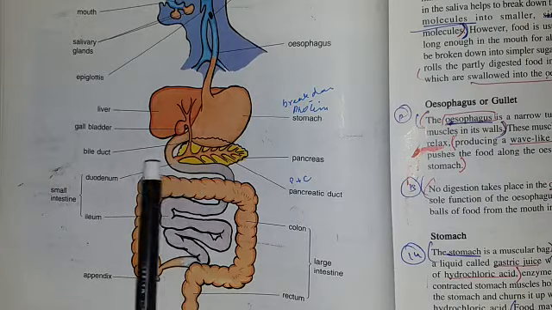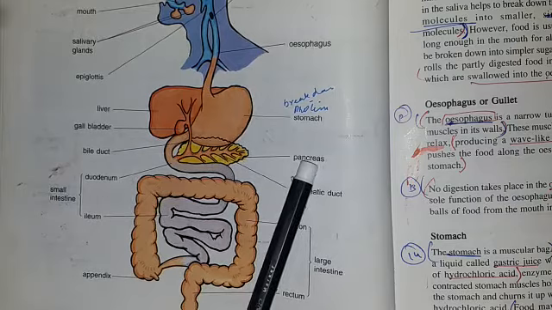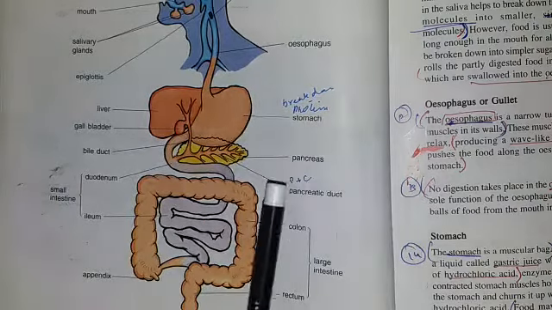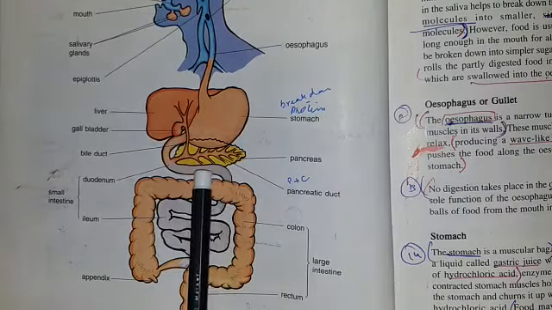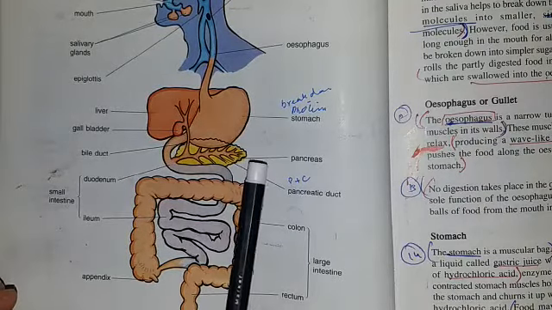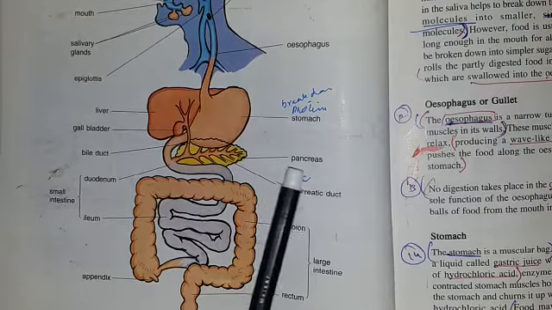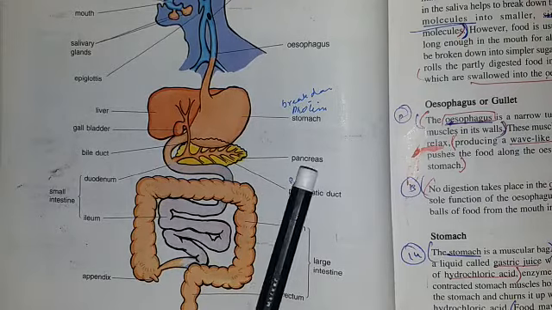Next, students, is the pancreas. From the pancreas the pancreatic duct originates, and the pancreatic juice is excreted from the pancreas, and it will digest the protein molecules.